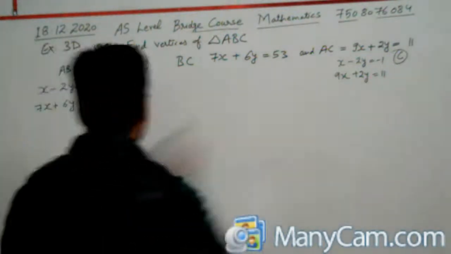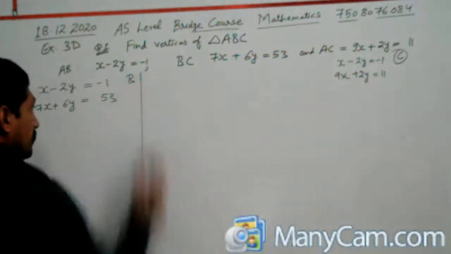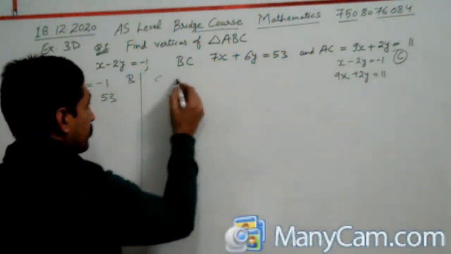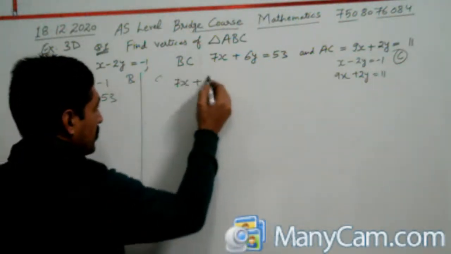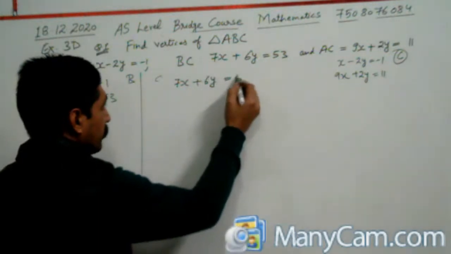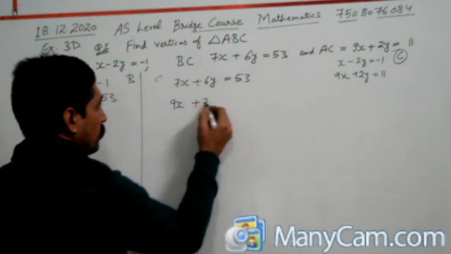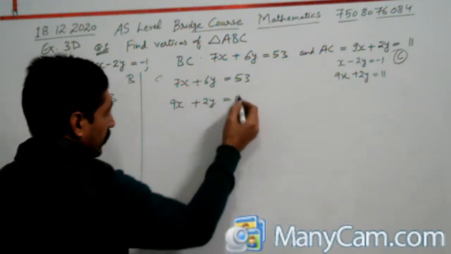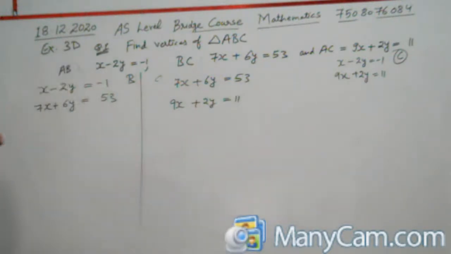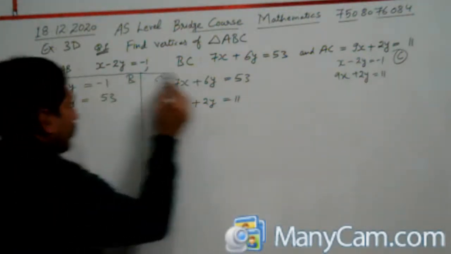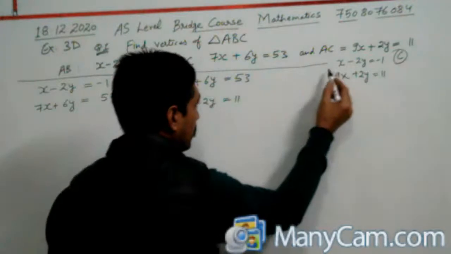So here, first one, this is B. This provides the point C. 7x plus 6y is equal to 53. 9x plus 2y is equal to 11. Right? So in this way we will find all the three vertices.